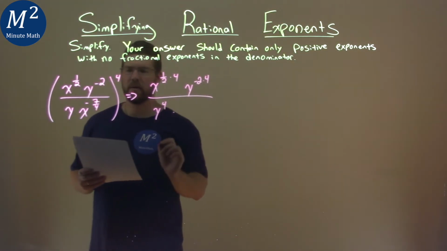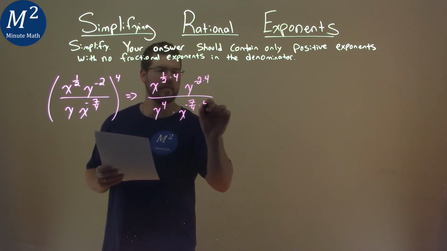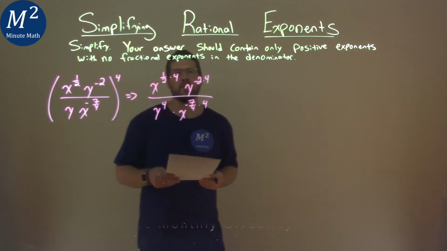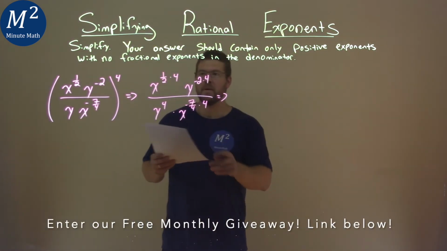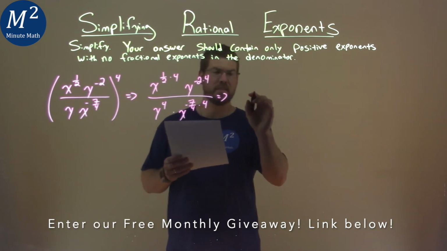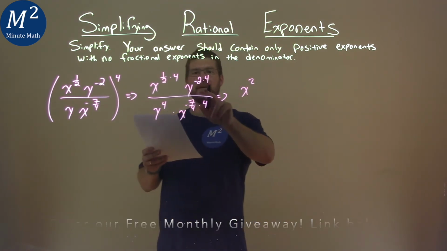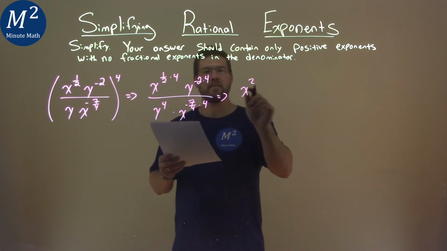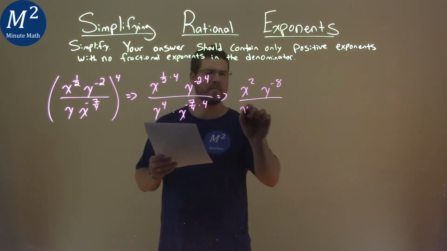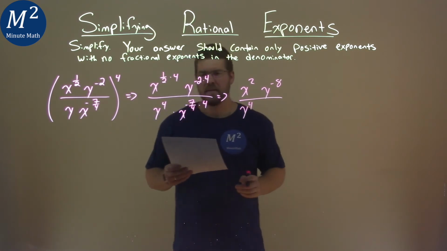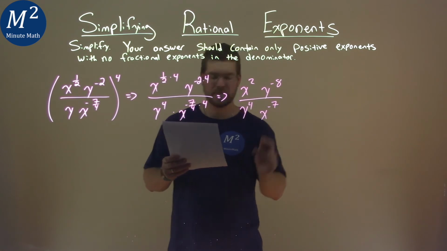Y to the 4th power, and then x to the negative 7/4 power times 4. Now comes the fun part. Let's go. Well, 1/2 times 4 is easy as 2. So we have x to the 2nd power. Y to the negative 2 times 4 is y to the negative 8 over y to the 4th, which stays there. And then negative 7/4 times 4 is just x to the negative 7.